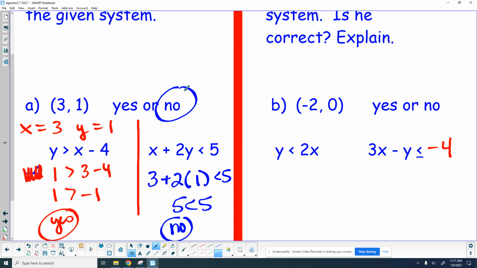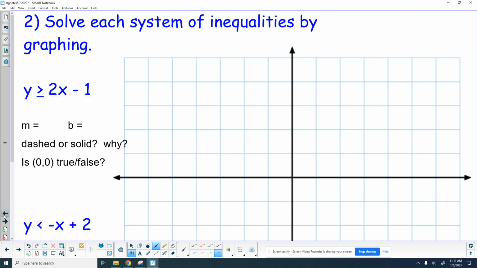So that's why I'm not including it as a yes. They both have to be yes for it to be a part of the solution. All right, so if I do my first graphing one, and this is really what your assignment is over. There's a couple of those other ones. Is it a solution? Is it in the solution by plugging, or is it in the solution by graphing? But this is the main skill right here.